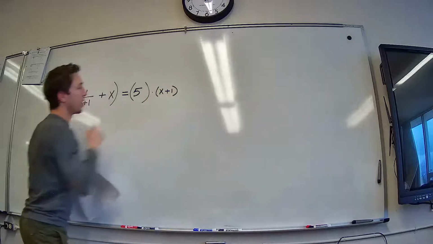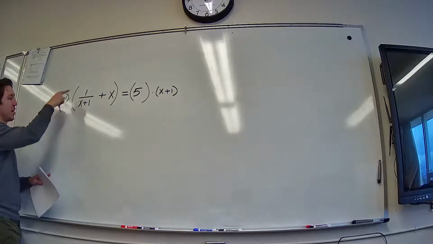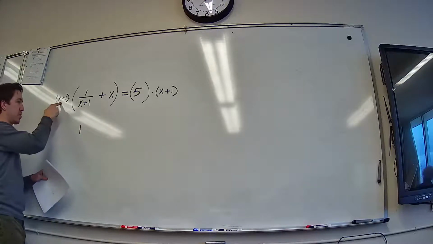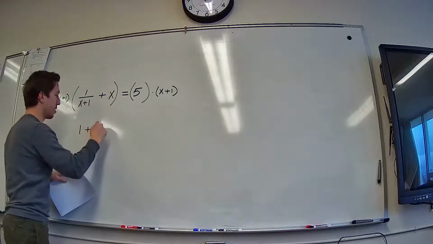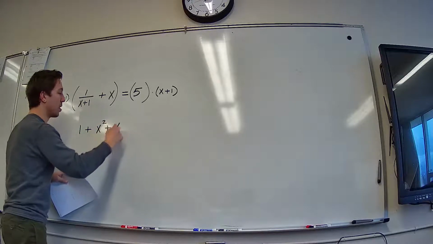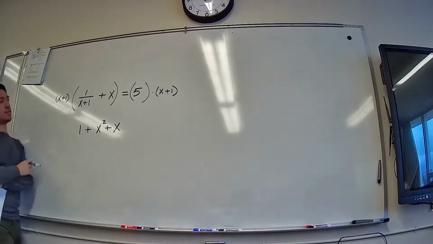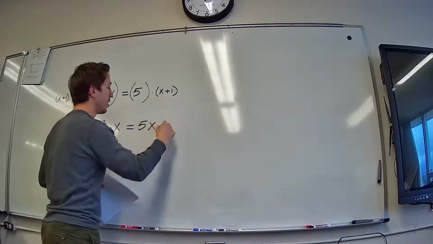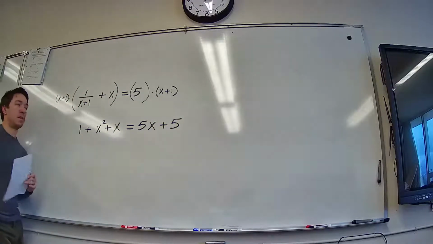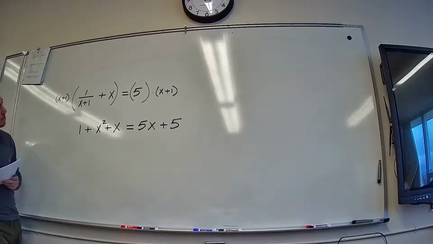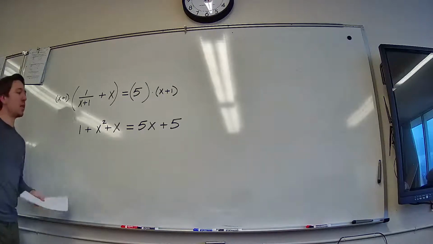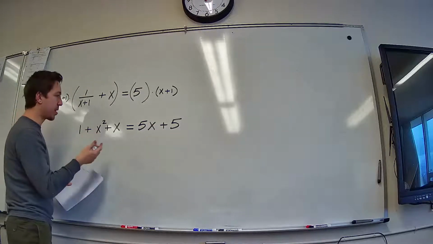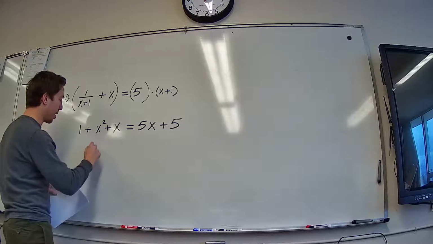So x plus 1 multiplied by 1 over x plus 1 makes 1. x plus 1 times x would make x squared plus x. And over here we get 5 times x, 5 times 1. Now do we look at that and go, did we make the problem easier? Yeah, now no more fractions. We hopefully recognize this as, once I get everything on one side of the equation, it'll be a nice quadratic, and I can kind of pick how I want to proceed.